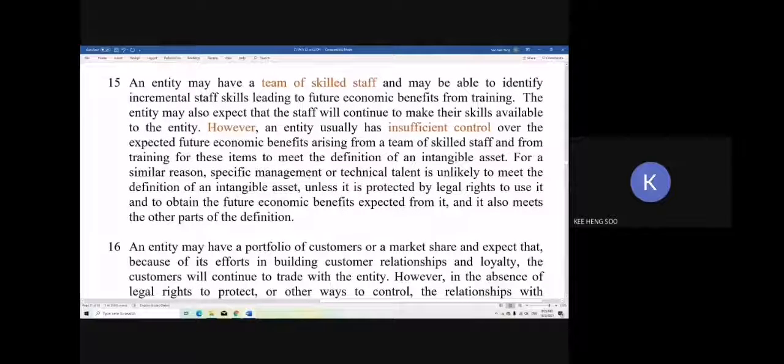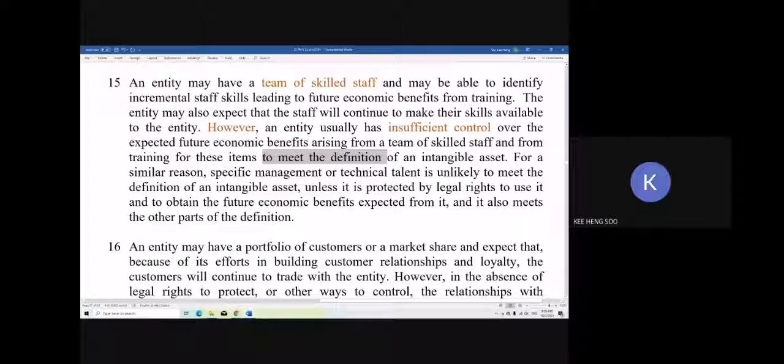A team of skilled staff is also considered your asset. A lot of companies now never use the word human resource, they say human capital. They found that humans are the capital of the companies. However, there is insufficient control. If the staff are not happy with your company, they can resign and join another company. Not only resign, they pull out a team of skilled staff and go out. So there is insufficient control to meet the definition of an intangible asset.